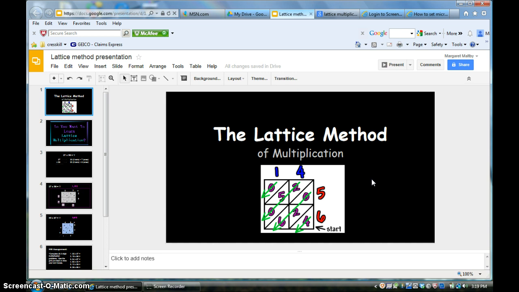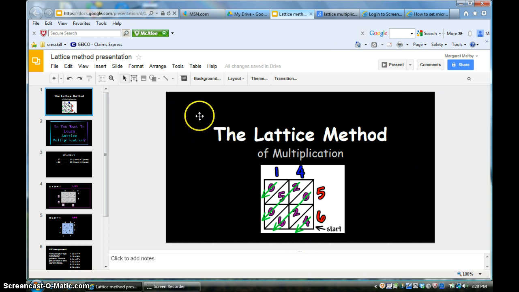So let's get started. Today we're going to talk about the lattice method of multiplication, which is an ancient, actually Chinese method of multiplication that's been used obviously for many thousands of years. Some people prefer this method. It's a very cool and organized way to multiply, and it can help to see things really laid out in front of you, clarify how and why you're multiplying the way that you are.